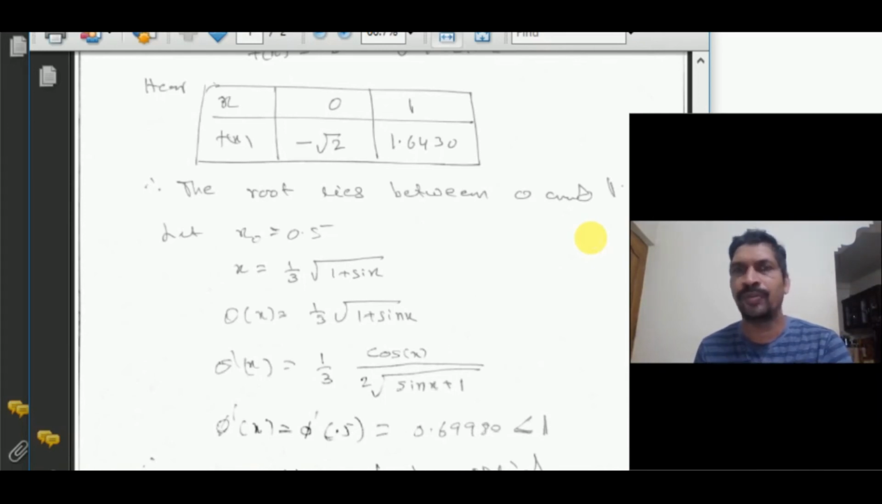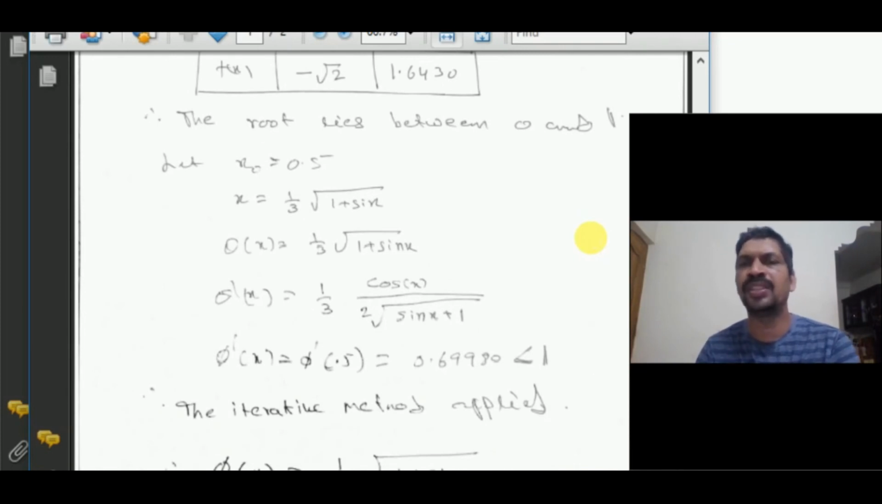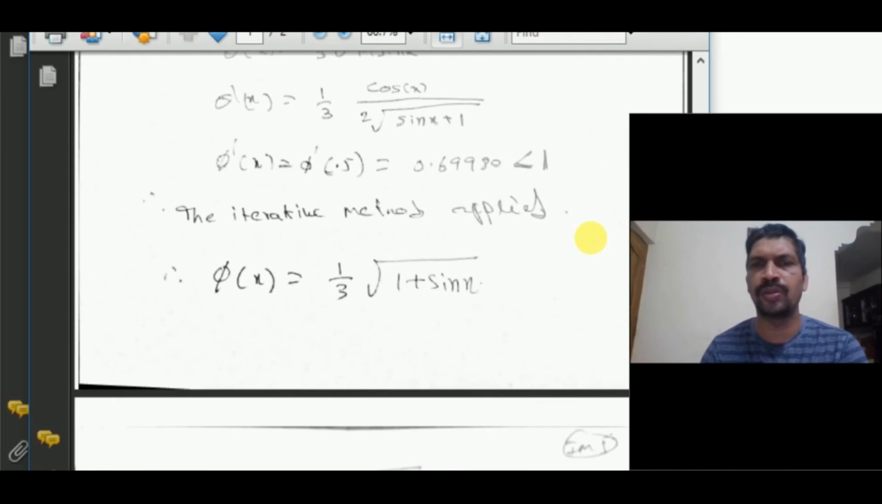Once again, whether the iteration method can be applied to this problem or not: the modulus of phi dash of x at x equal to x naught must be less than 1, then we can apply this iteration method. Otherwise, we cannot apply it. Here phi dash of x equal to 1 by 3 into the derivative of square root of 1 plus sin x, which is cos x by 2 into square root of sin x plus 1. Phi dash of 0.5 is 0.699, which is less than 1, so the iteration method can be applied.